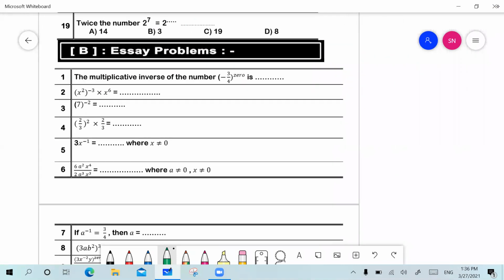Now let's go for number 1. The multiplicative inverse of the number negative 3 over 4 to the power of 0.